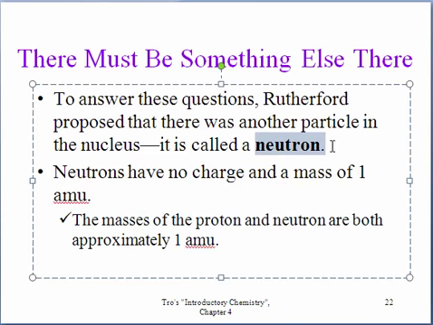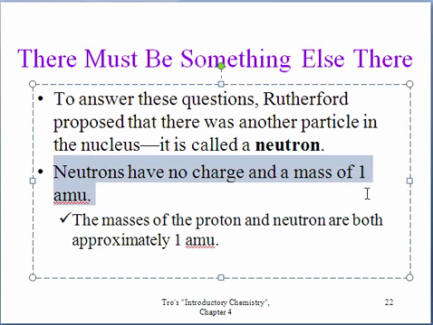Rutherford proposed there was another particle called a neutron, which they actually did find. Neutrons have no charge, but a mass of 1 AMU. And neutrons are key in keeping protons together.